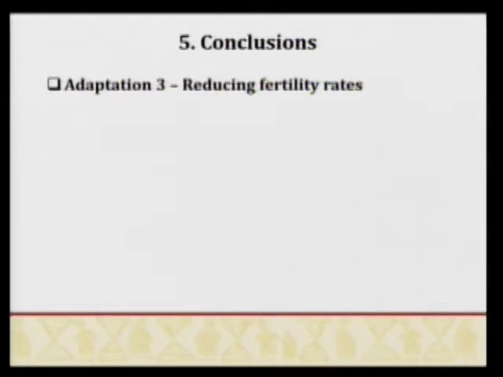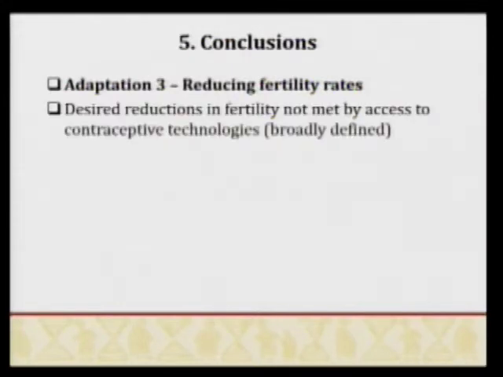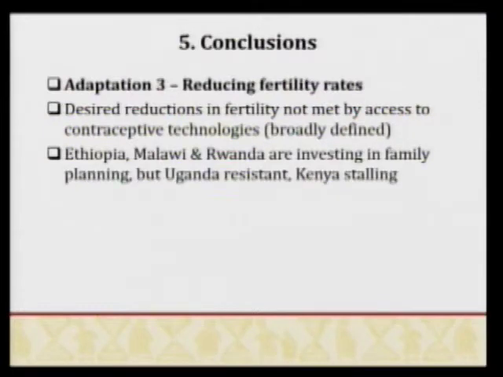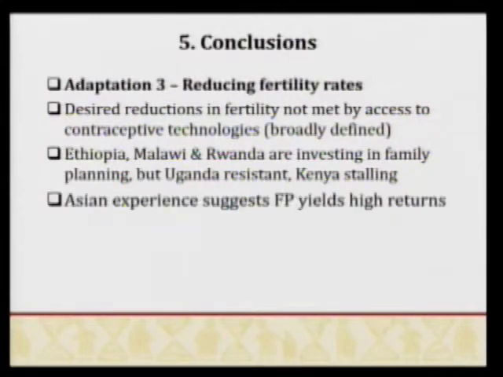Adaptation 3, reducing fertility rates. As I said, this is quite a new area of research. What we see is desired reductions of fertility are not met by access to contraceptive technologies broadly defined. Looking around at different family planning policies in high-density African countries, Ethiopia, Malawi, and Rwanda are now investing quite a lot in family planning and have seen some success in recent years. Uganda has been very resistant to promoting family planning, and Kenya had some success in the 1990s, but has really been stalling in the 2000s, even with fertility rates going up in some parts.